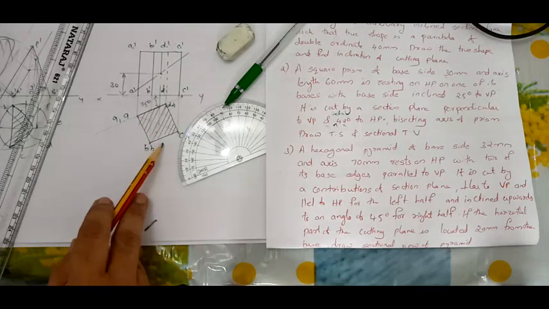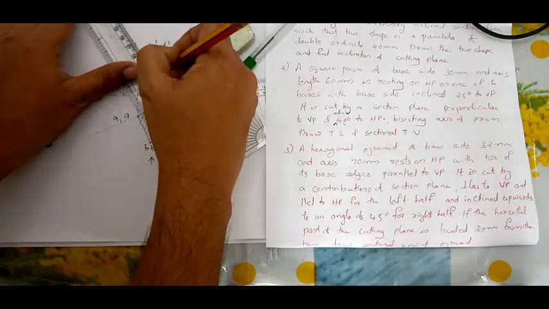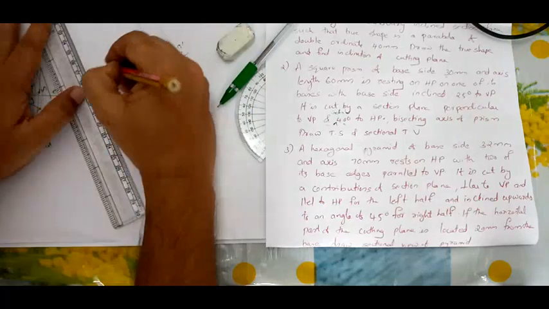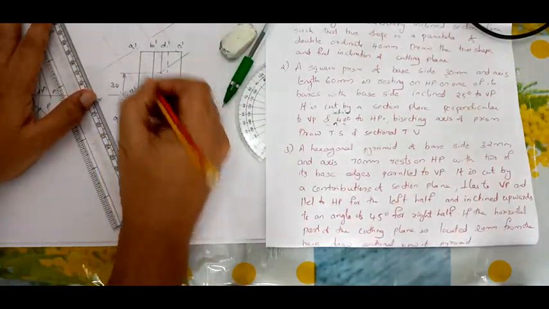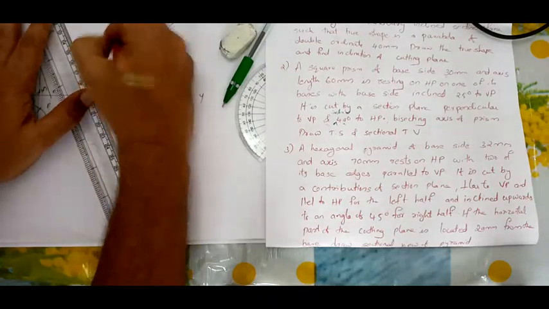Now for the true shape, I will not be drawing it. You have to draw perpendiculars from these 4 points and correspondingly draw a line parallel. Now take these distances and cut them here. So this distance here, you have to cut it here.